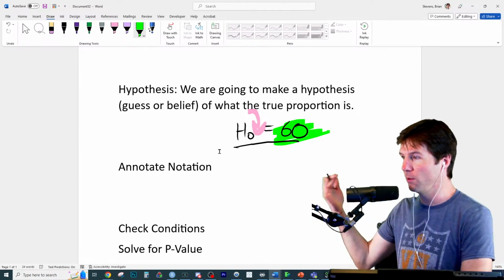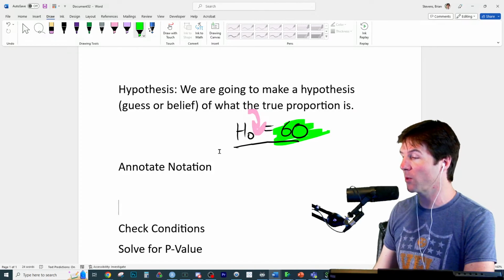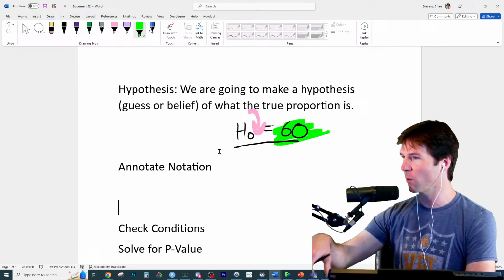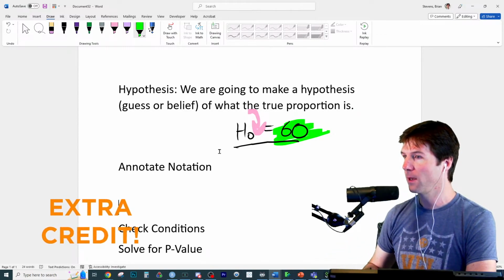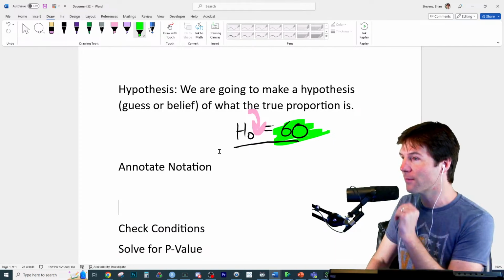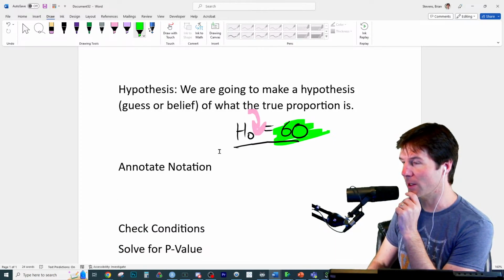You came up with it, right? You came up with, I think, 60% of people like pepperoni pizza. So what would that be? Don't worry, we're throwing 100 points. Don't worry about getting it wrong. Just take guesses at it. It's what you hypothesized is true. You just came up with it. So what would that be in notation?